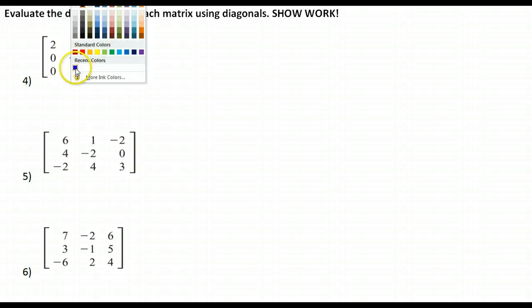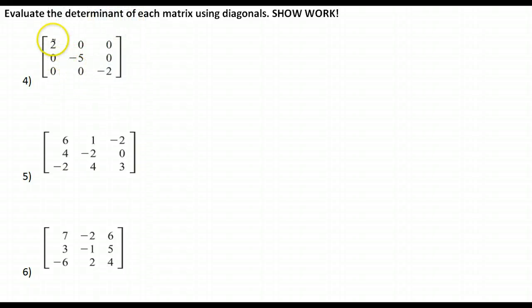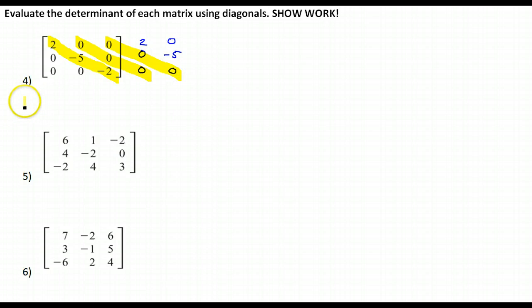Here's the first step. The first step is to recopy the first 2 columns over again out here. So this is going to become 2 and 0 and 0 and 0 and -5 and 0. See, I just recopied the first 2 columns. Now remember what I was talking about, down diagonal minus up diagonal? The reason why we did all that copying is so we could make 3 full down diagonals. Okay, so there are our down diagonals.